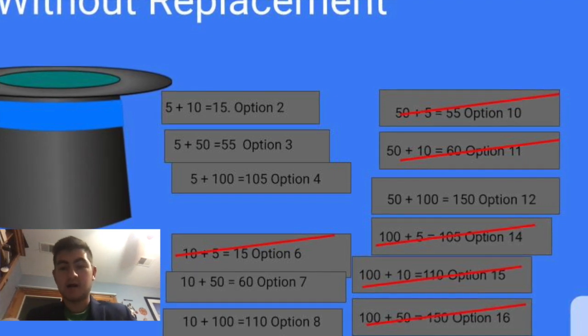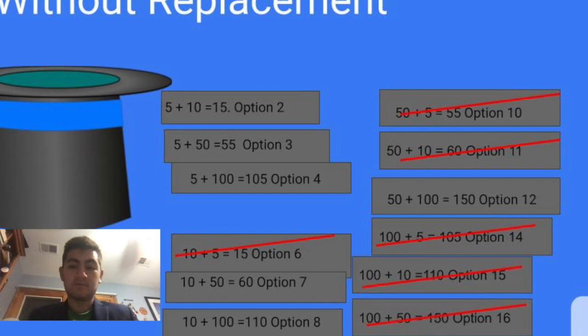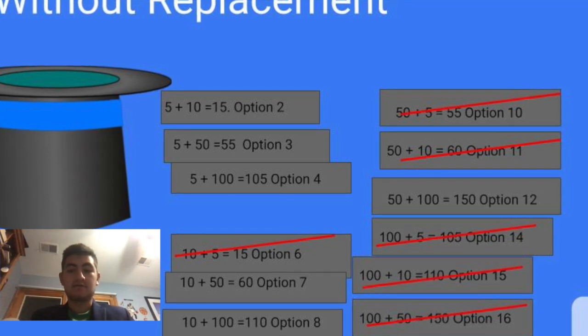So that concludes the problem. Hopefully you learned how to do it. Hopefully you learn how to do other problems of this sort by crossing them out, figuring out the different options, and solving it in that manner.